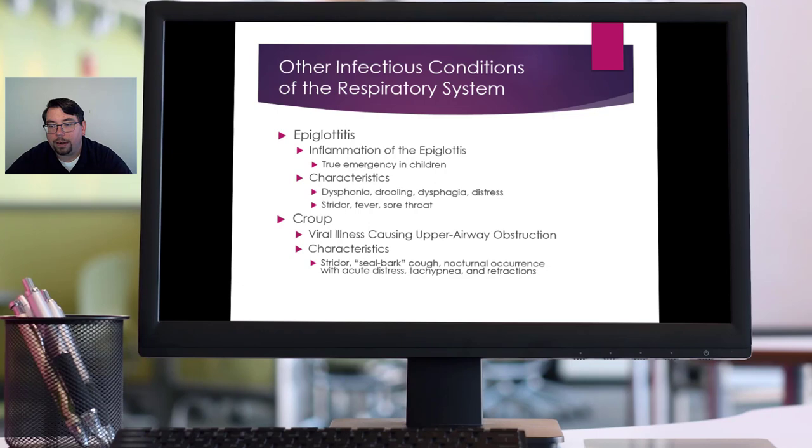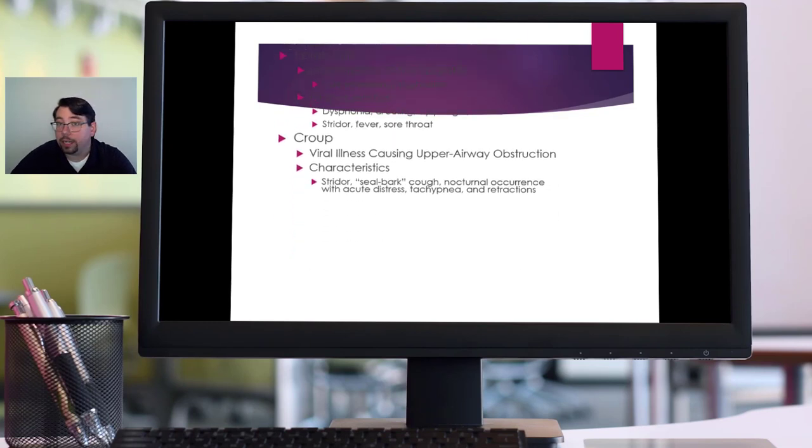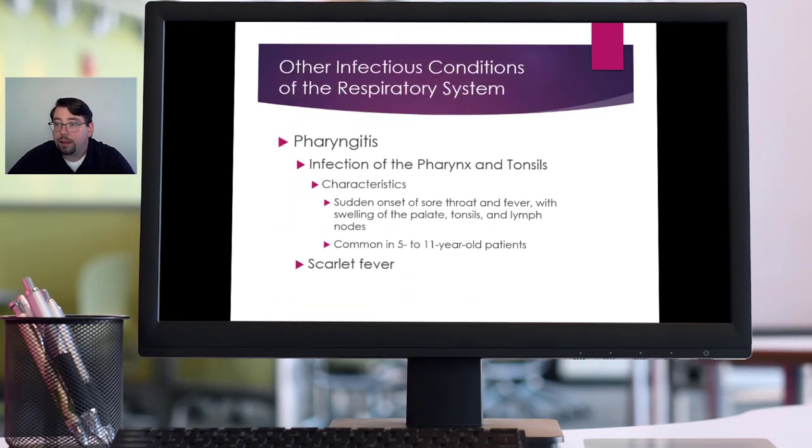Croup is a little bit different. Croup is a viral illness causing upper airway obstruction. It's actually just below the larynx, and the characteristic is that seal bark, that bark that these kids will get as part of their cough. Typically it's seen at night where it gets worse, and things like humidified oxygen can be really helpful, but it is another serious illness.